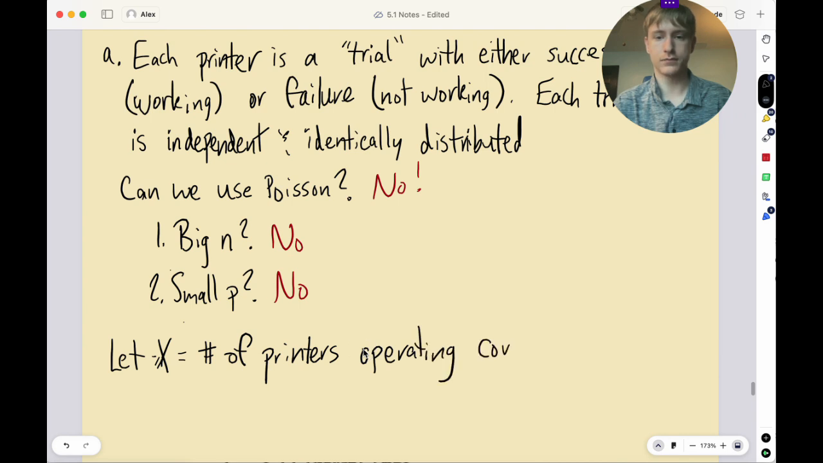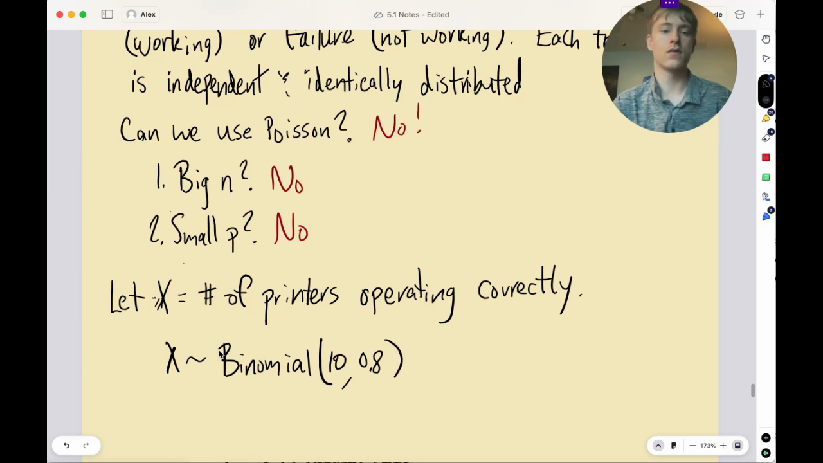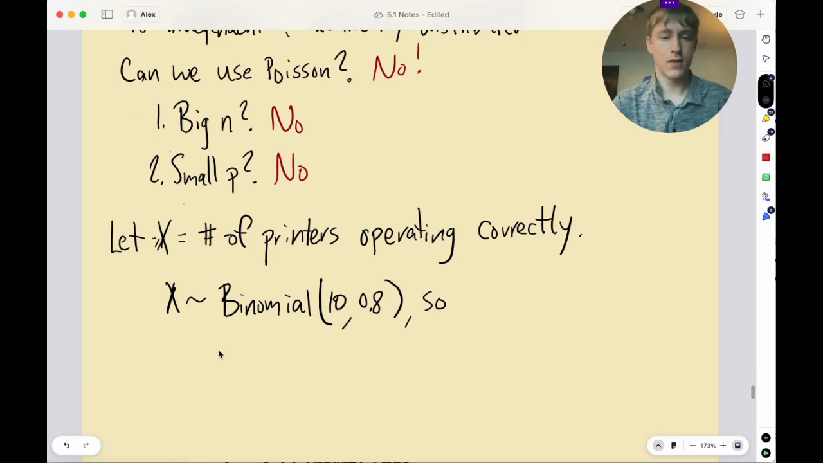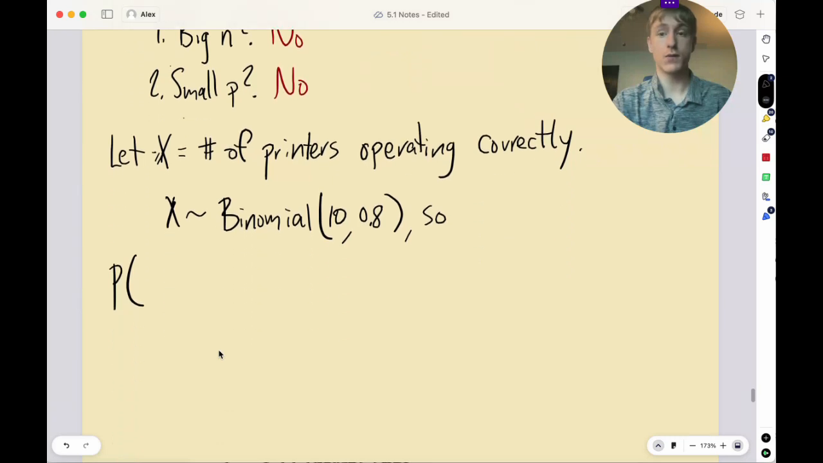Operating correctly. Then we have that x is binomial, with sample size 10 and probability of success 0.8. We want the probability that at least 8 of the printers operate correctly. So we want the probability that x is bigger than or equal to 8.